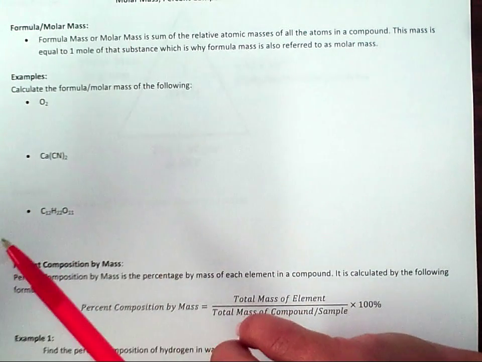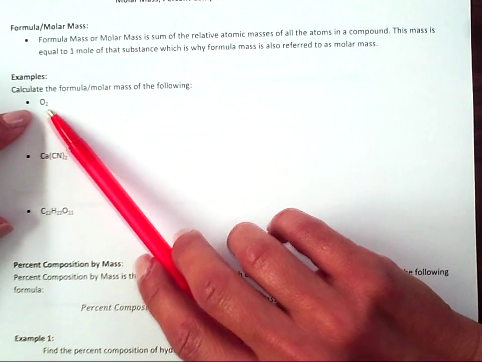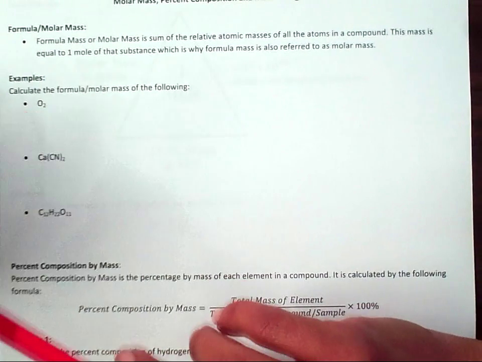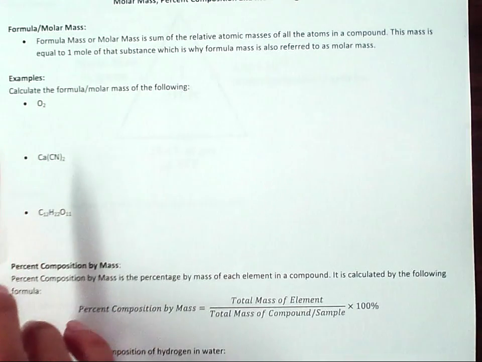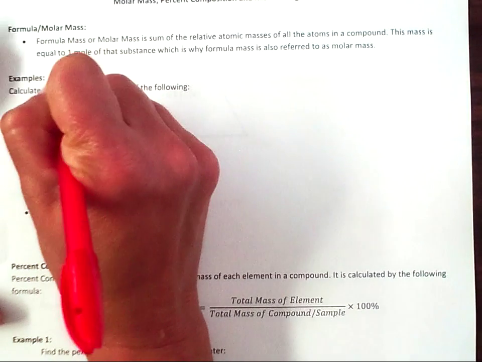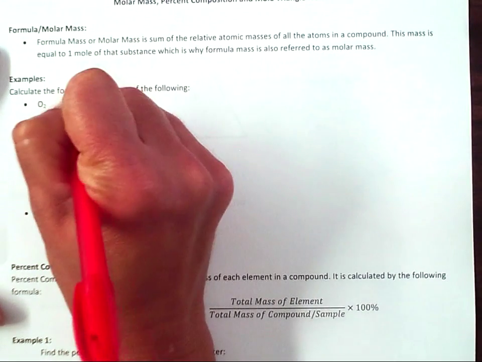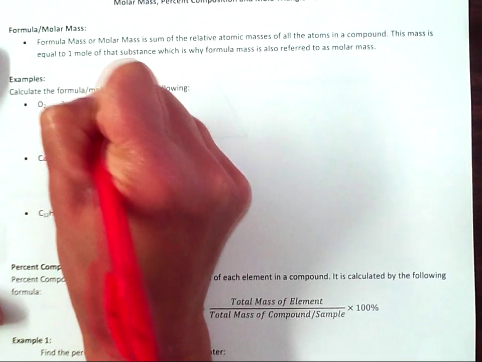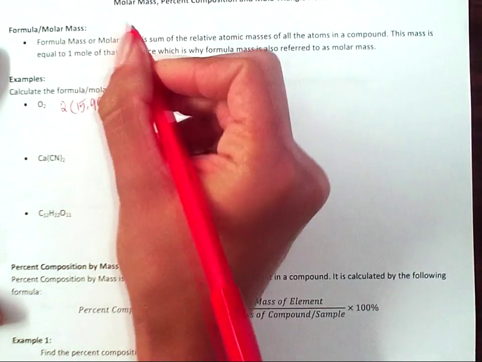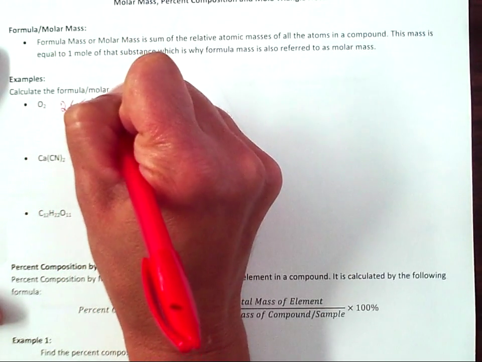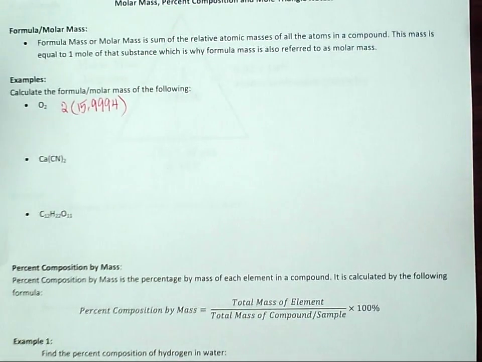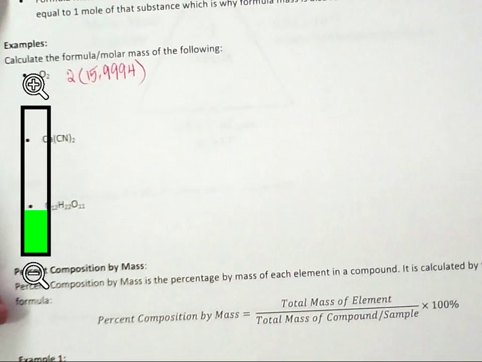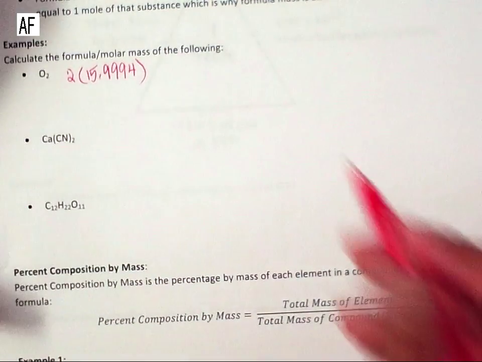The first molecule they give us is O2. There's 2 oxygens there. So when you look up the mass of oxygen, what do you get? Look on the periodic table. Anyone? 15.9. Thank you. Okay, 15.9994. But there's 2 of them, so I put a 2 there. And when you calculate it, you should get a total.